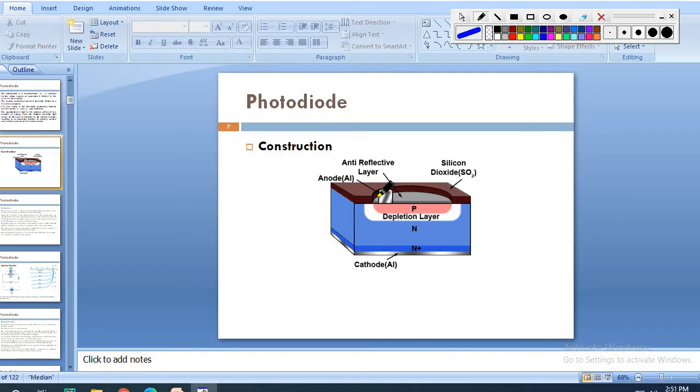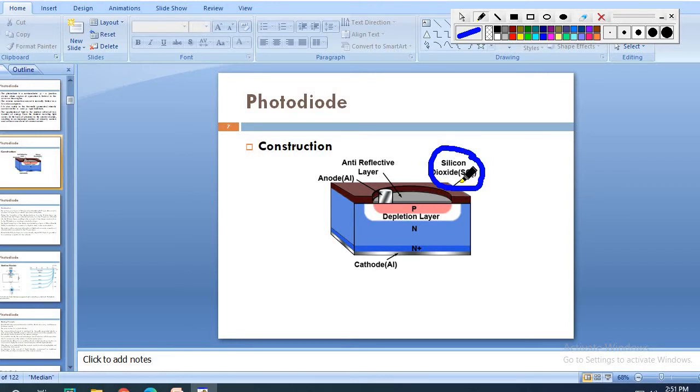And this photodiode is covered with silicon dioxide, SiO2. What is the purpose of adding this silicon dioxide? It is so that light can shine on that particular semiconductor.